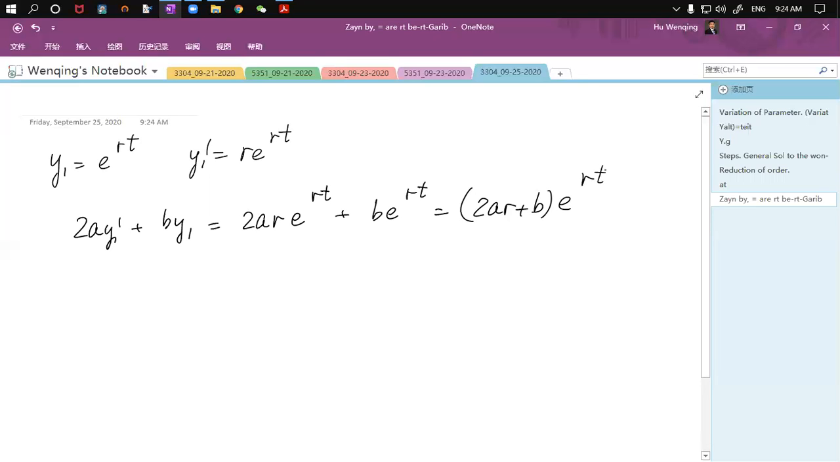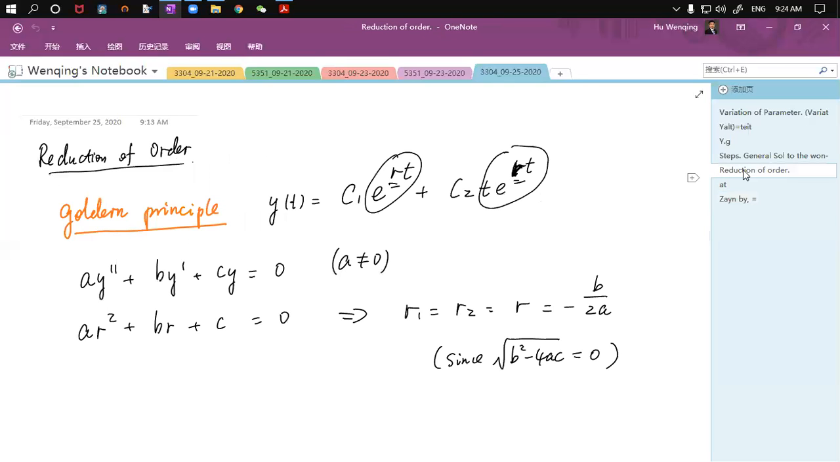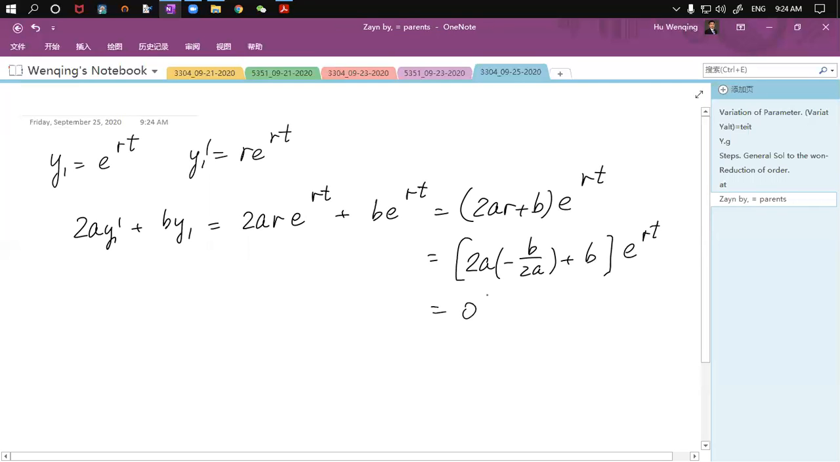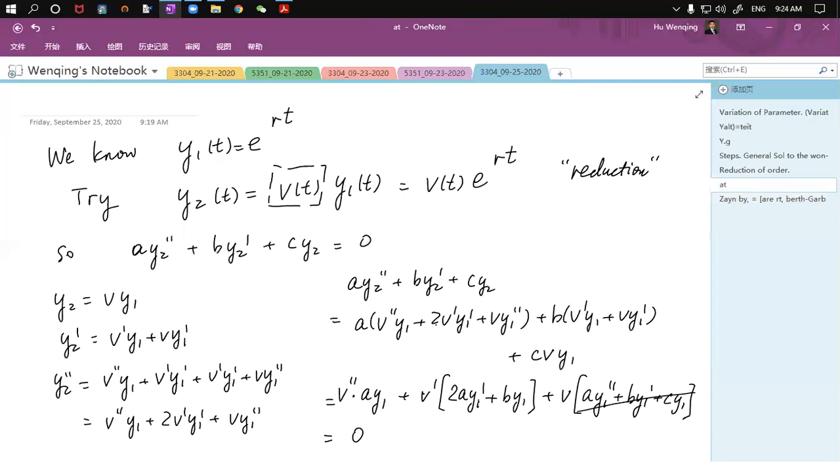But what is the common root r? In the case that you have a double root, r must be equal to minus b over 2a. So therefore, this is actually 2a multiplied by minus b over 2a plus b, multiplied by e power rt, which is exactly equal to 0. So that's a 0 again. That's good news again that this will be 0.